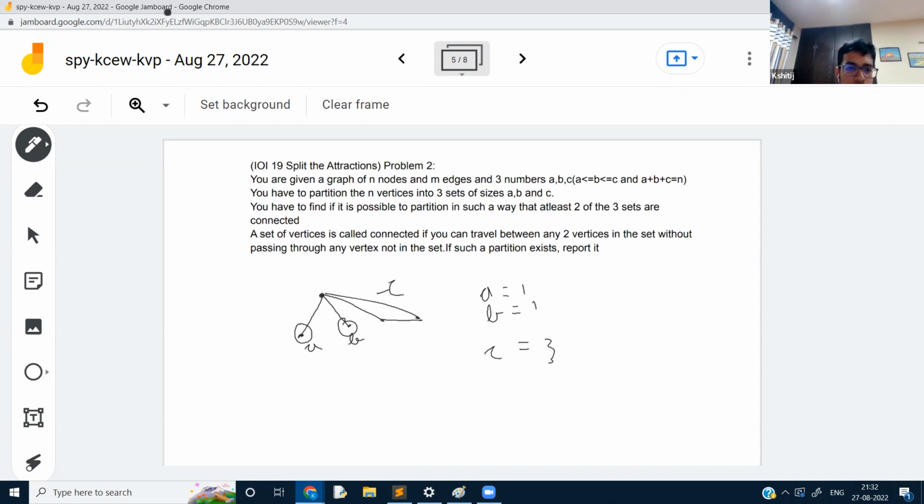This means that you can travel from one node to another without crossing any node not in the set. In this graph partition, all three are connected, but we need only at least two to be connected, so three is fine. Now, since C is more than or equal to A and B, it's always optimal to find connected sets of size A and size B instead. Did you all notice this? Did you all understand the problem?